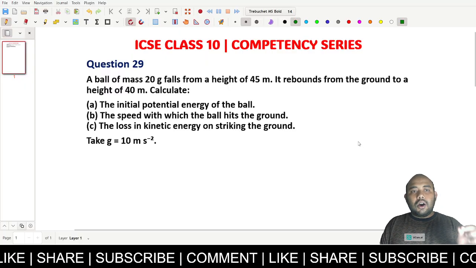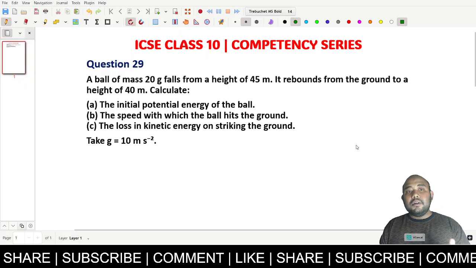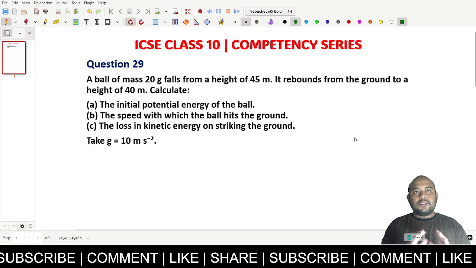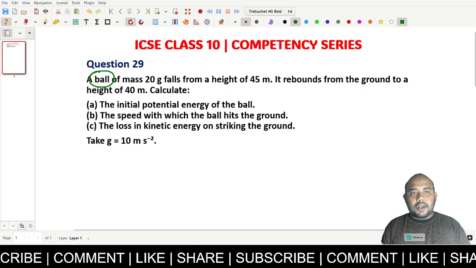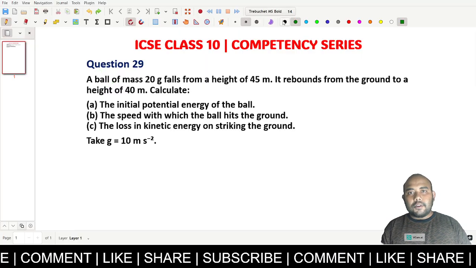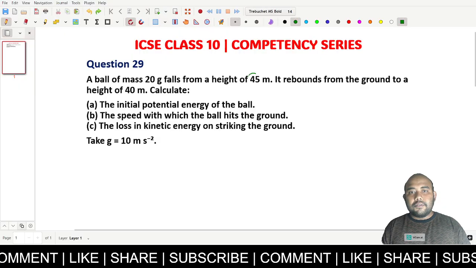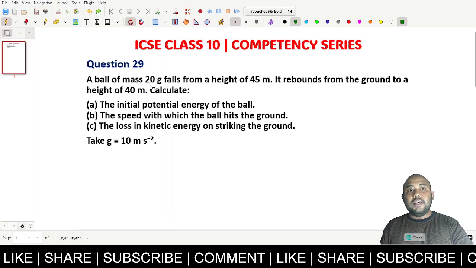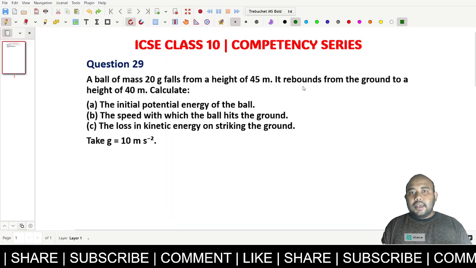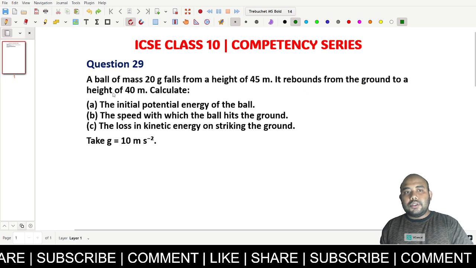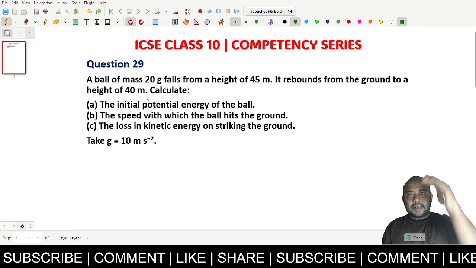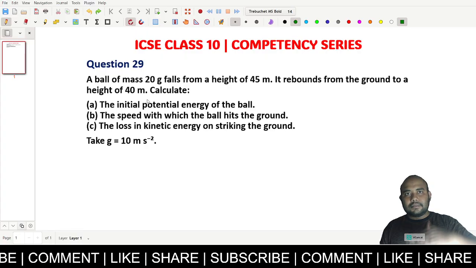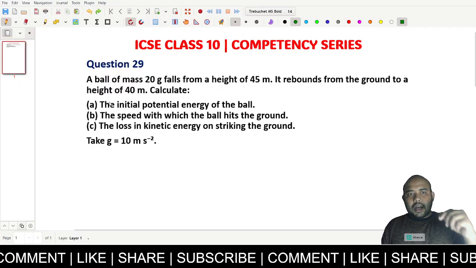A ball of mass 20 gram falls from a height of 45 meters. Okay, so understand what is being told. There is a ball which is falling from what height? The height has been told. It is falling from a height of 45 meters. And the mass of the ball is also given, 20 gram. Alright, it rebounds from the ground to a height of 40 meter. Means when it hits the ground, after hitting the ground, it again rebounds, goes up to what height?